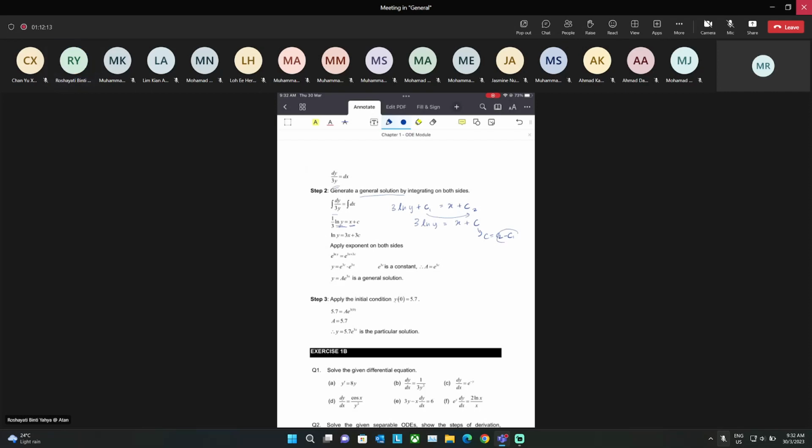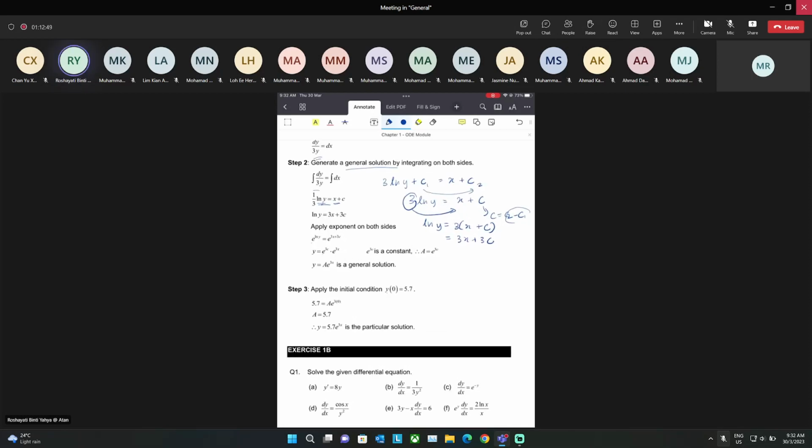So ln y, you move the 3 to the right: ln y equal to 3 times (x plus c), so 3x plus 3c. Apply exponent on both sides. Okay, class, why should we apply the exponential here? Why don't we just leave it in ln y?